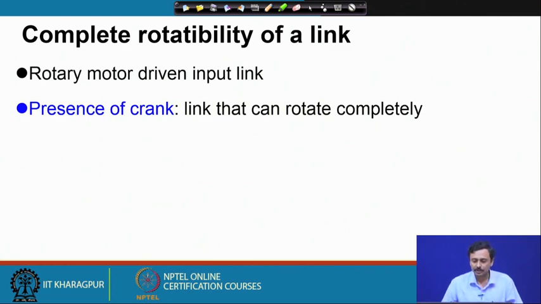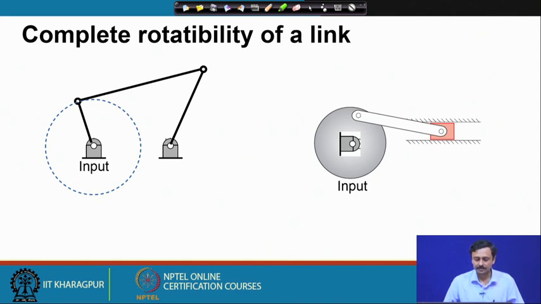Just to review what we have already discussed, we were looking for a completely rotatable link, because in many applications you have a rotary motor driving the input link. So, we look for the presence of a crank. A crank is a link that can rotate completely and is hinged with the ground, and the motor is fixed to the ground. So, we are looking at the presence of a crank in a kinematic chain. We have looked at the 4R chain, and today we are going to look at this 3R 1P chain, which I have shown here.